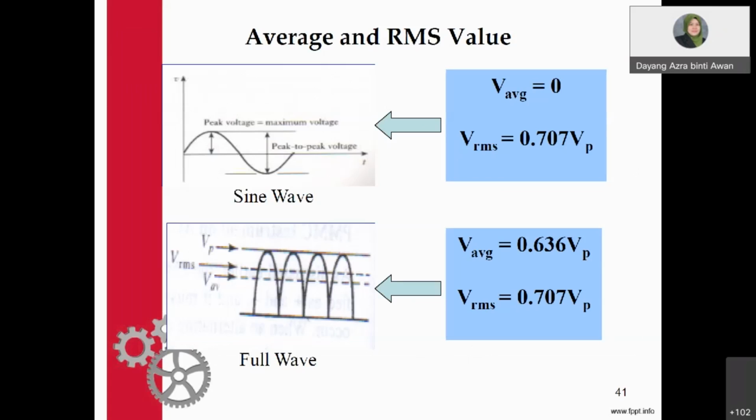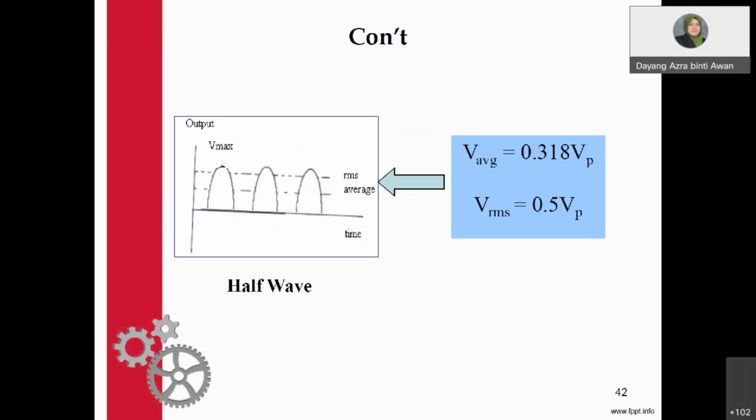Okay, so this is the calculation that I mentioned just now. Average and RMS value, how to calculate if you are given peak to peak sine wave. Okay, so we have average full wave, how to calculate it. Okay, so this one is for the half wave.